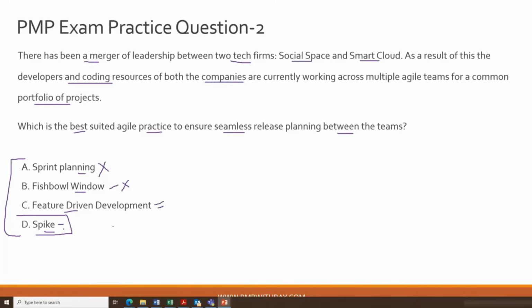So now with that, if you know about spike, you know that this is also an incorrect option because in this scenario, guys, nowhere it has been stated that there is something of a brainstorming that's happening with a user story or a feature as a result of this merger. Okay, so spike is totally out of context in this scenario. Okay, so that way the correct answer to this question is option C, which is feature driven development.